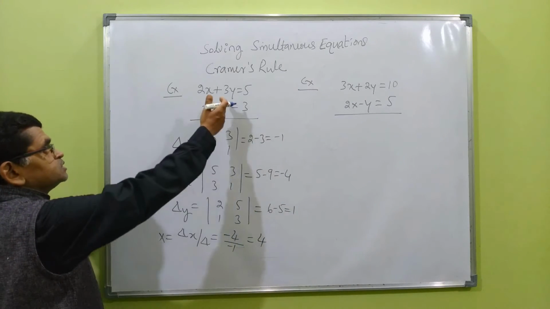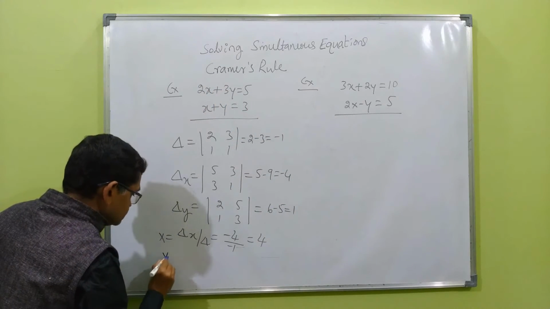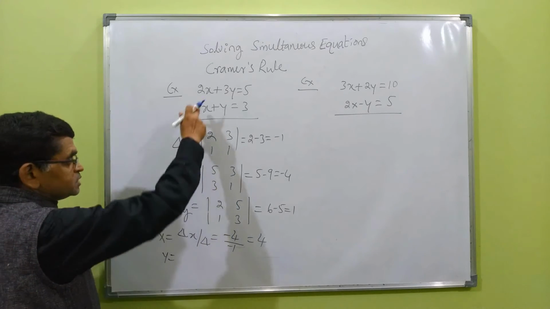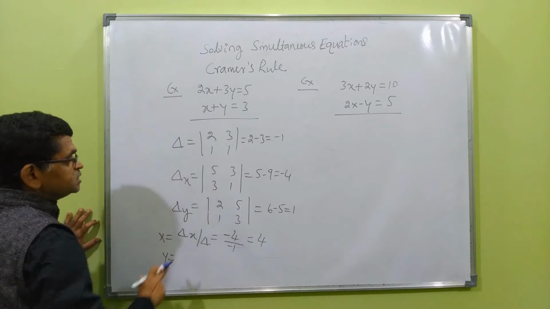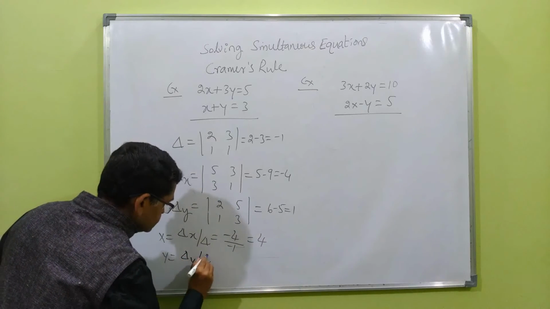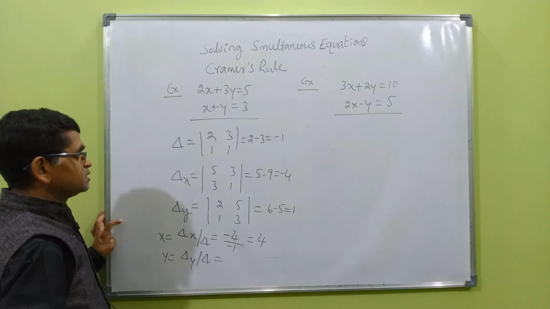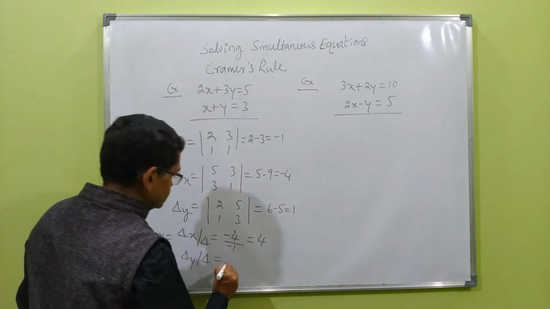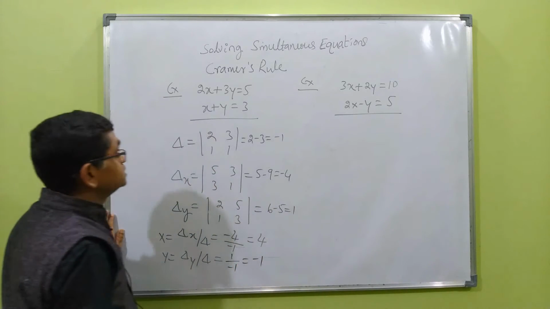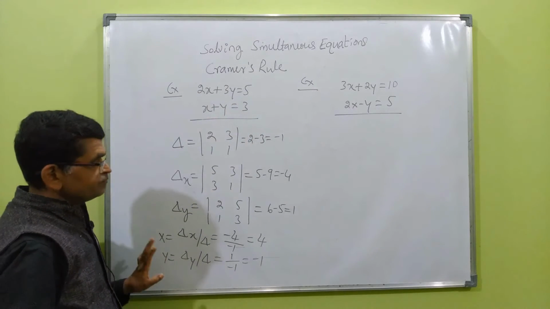Once you find x, you can substitute here only if the equation is simple. Otherwise, you can write this also. Then you need not compute this also. Okay, if it is a simple equation, y is equal to what happens? Delta y by delta. Delta y is 1 and delta is minus 1. So y is minus 1. So 4 minus 1 is 3.